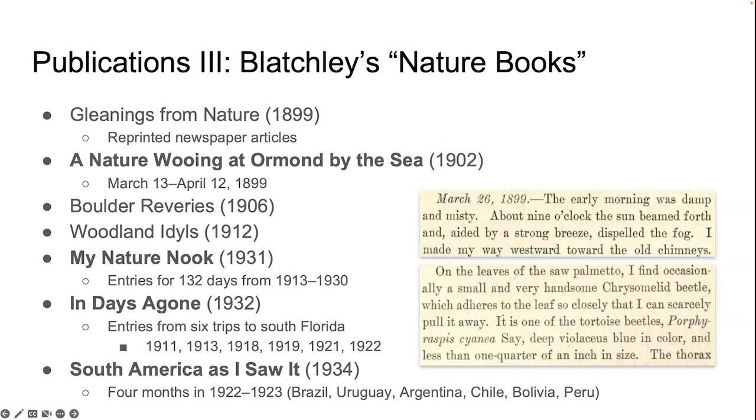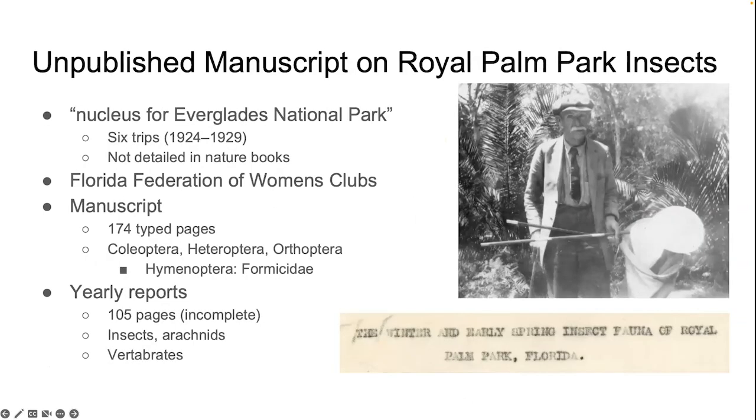And I've been able to narrow down the localities. One of the other finds in the Purdue archives is an unpublished manuscript on the insects of Royal Palm Park, which became the nucleus for Everglades National Park, at that time run by the Florida Federation of Women's Clubs. And Blatchley compiled a manuscript of hundreds of typed pages with accounts of species found in the park.